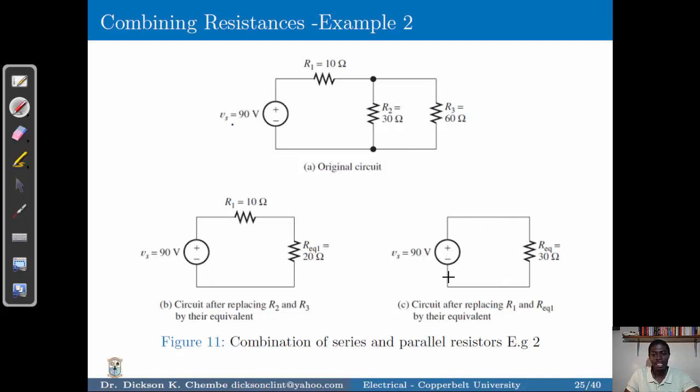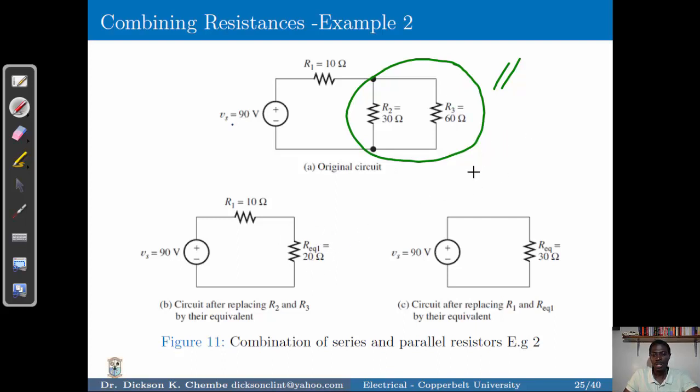Then we can determine the total current that flows through the circuit, and then we use the rule of going backwards to determine the variables across these resistances, such as the voltage across each resistor and the current through each resistor. In this case, these two resistances are in parallel, and for parallel resistances, we simply multiply 30 by 60 and divide by 30 plus 60, which gives us 90 as the denominator. When we divide into the numerator, we obtain 20.